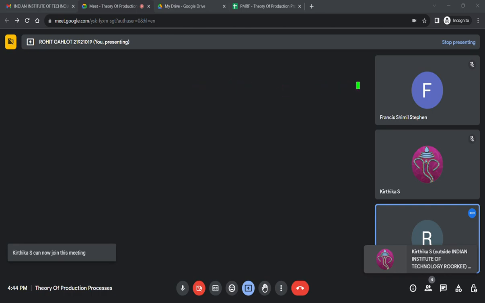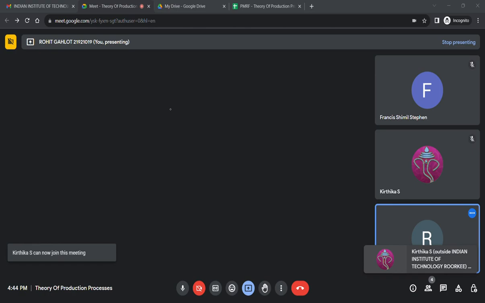Okay, let's move to the next problem. So the problem is like this. For a sand casting, a steel rectangular plate with this dimension and a cylindrical riser. Again, it is a cylindrical riser which we need to design. The height of the riser is equal to its diameter, and the total solidification time for the casting is 2 minutes.